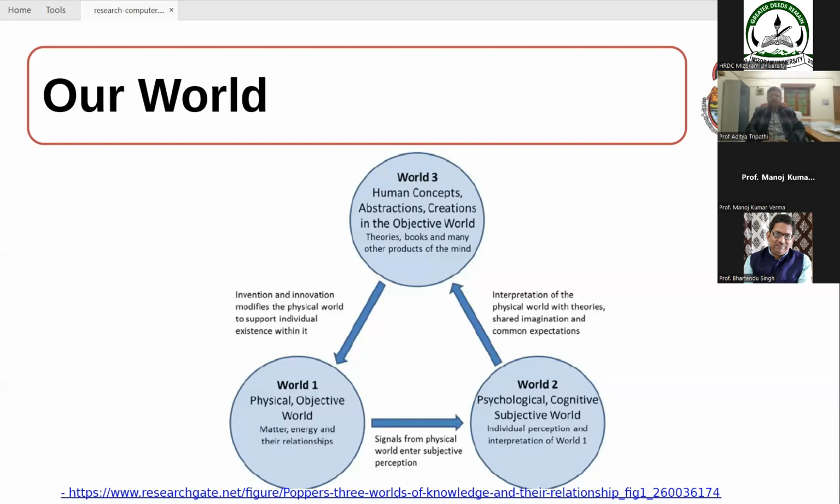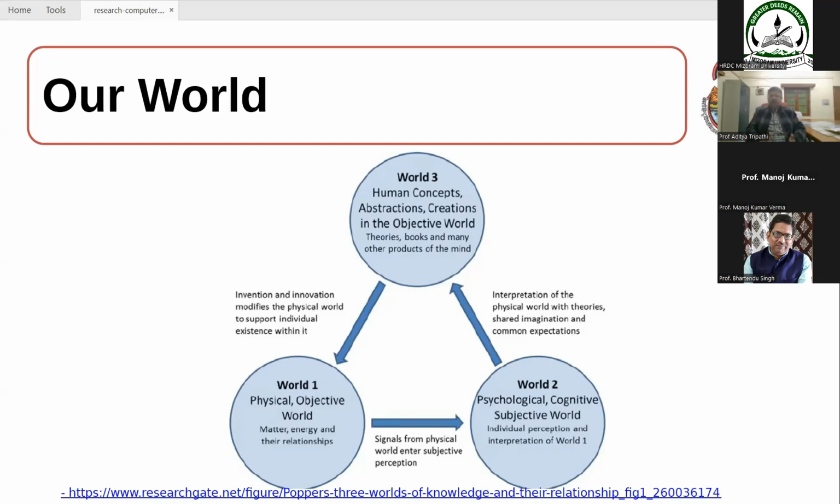Another world is World Two, which is a cognitive world, and it resides in our mind. So what we see in our physical world, we perceive some knowledge, we perceive some information, which resides in our mind and it enhances our cognitive level. Mostly it is a subjective world. We all may have our own perceptions.